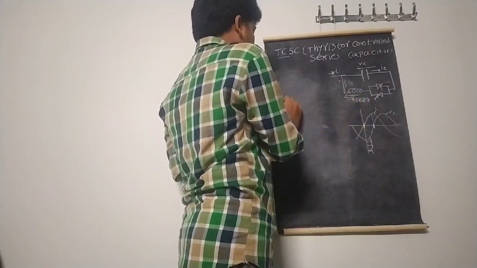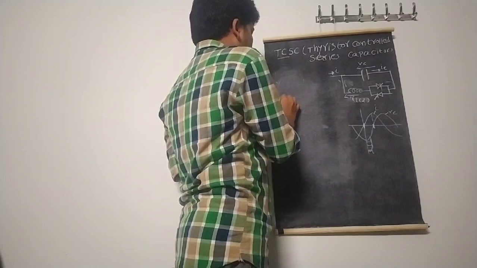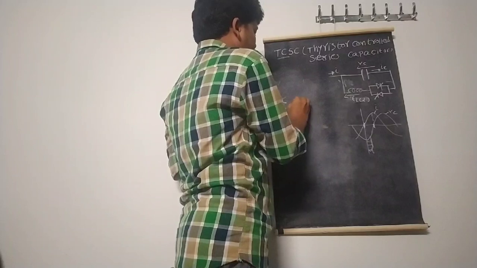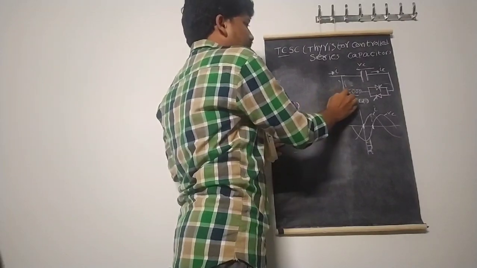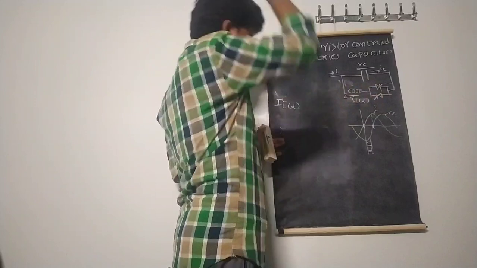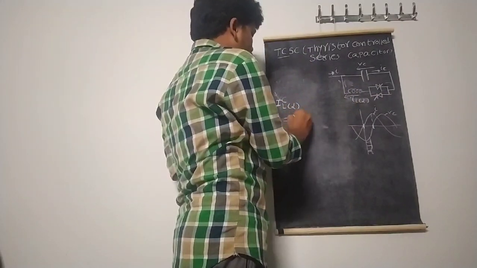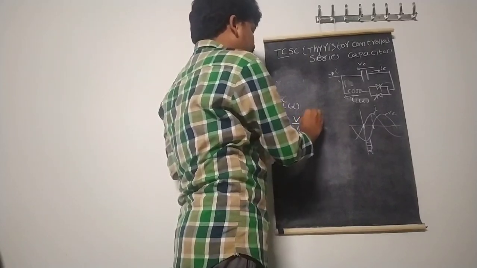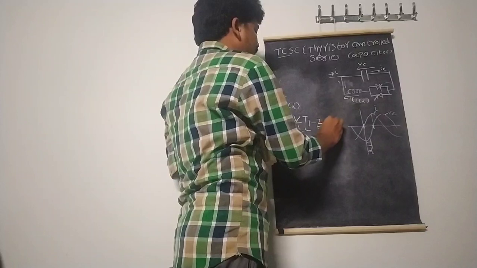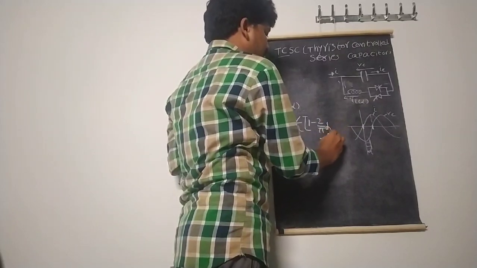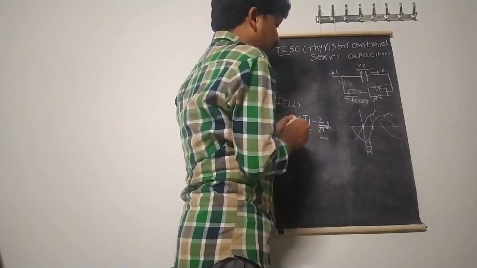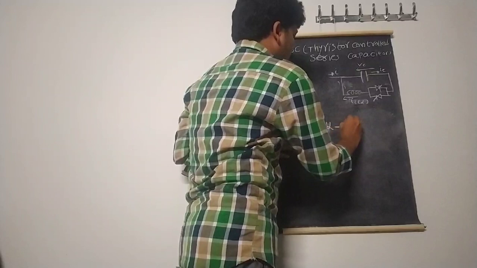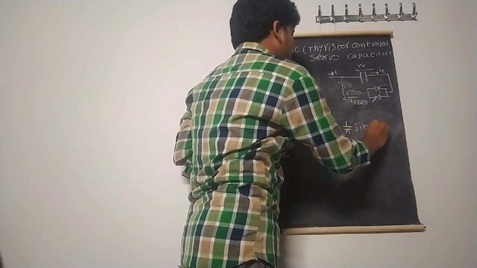We know that in the TCR, thyristor control reactor, the IL, the current through this reactive element, is a function of alpha, IL of alpha. That means that whenever the thyristor is on, the inductive current as a function of alpha, IL of alpha, is equal to the reference voltage by reactance omega L into 1 minus 2 by pi alpha, minus 1 by pi sine 2 alpha.